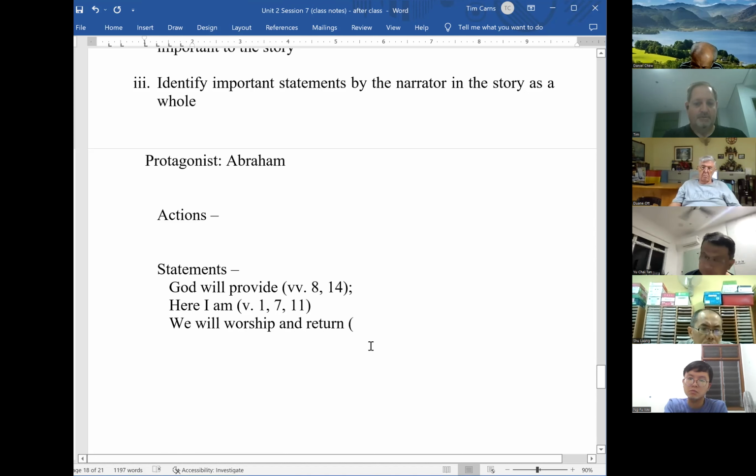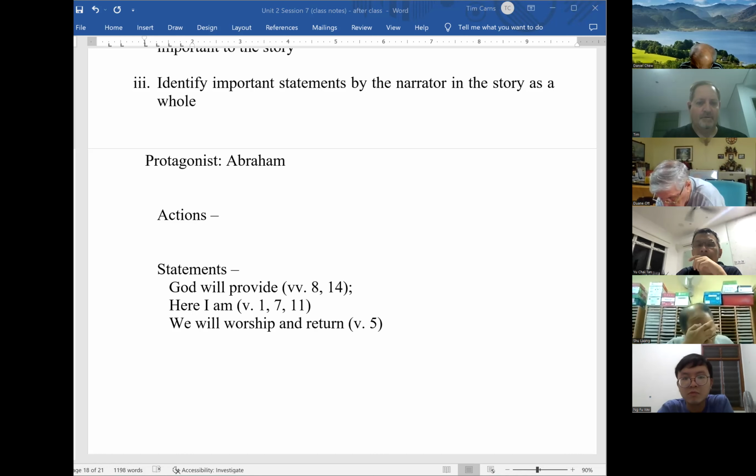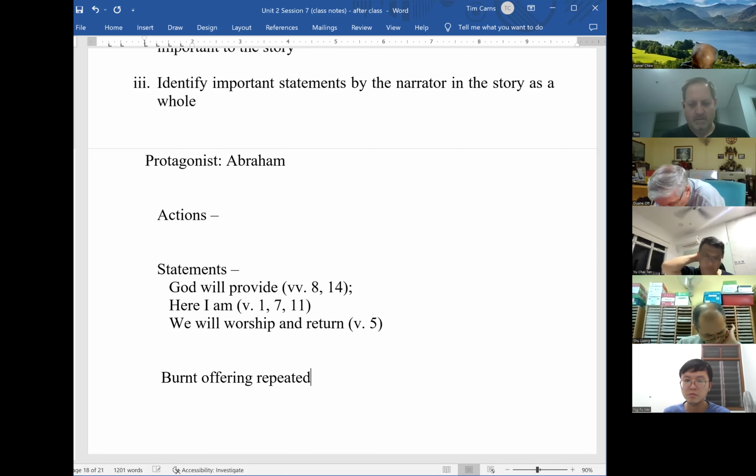How about his actions? Anything that sticks out to you guys? How about burnt offering? Okay, what verse? Verse 2, verse 6. Yeah, and the instruction, so verse 9, where God tells him, verse 2. So the reference to the burnt offering, and that word is repeated. That's a key point within the story.